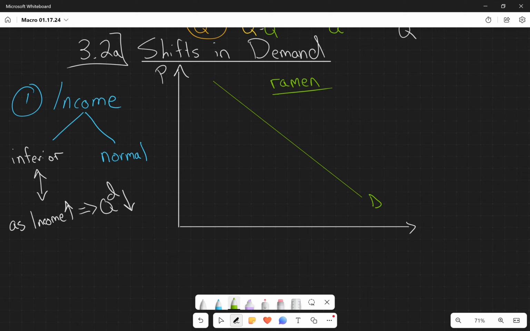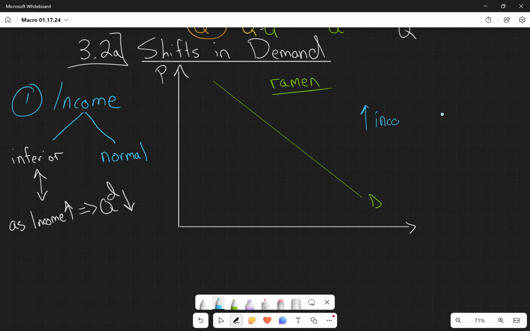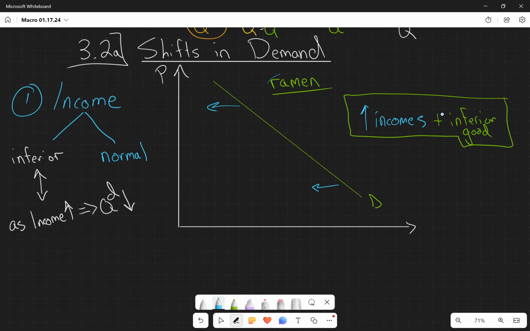So again, we're going to have that same shift, which is the increase in incomes. But since we're now dealing with an inferior good, an increase in incomes plus an inferior good, this is the change that's happening. It's going to result in a shift to the left of our demand curve. That was so crooked it couldn't even autocorrect for me. There we go. So D2, D1.